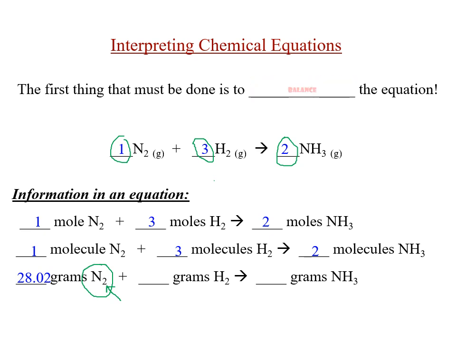What about hydrogen? Looking on your periodic table, you can see that hydrogen has a molar mass of 1.01. So again, you're going to multiply it by 2. Take a second and fill out that line on your paper.